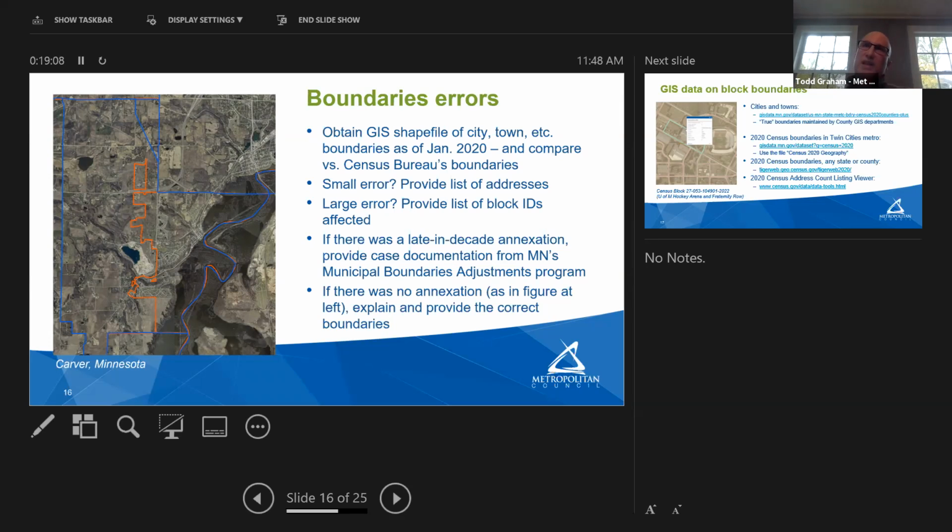A couple other things to say here. If there was a late in the decade annexation, provide the case documentation detailing when that annexation took place. But that's not the case with this Carver, Minnesota issue. The Census Bureau just blew it.